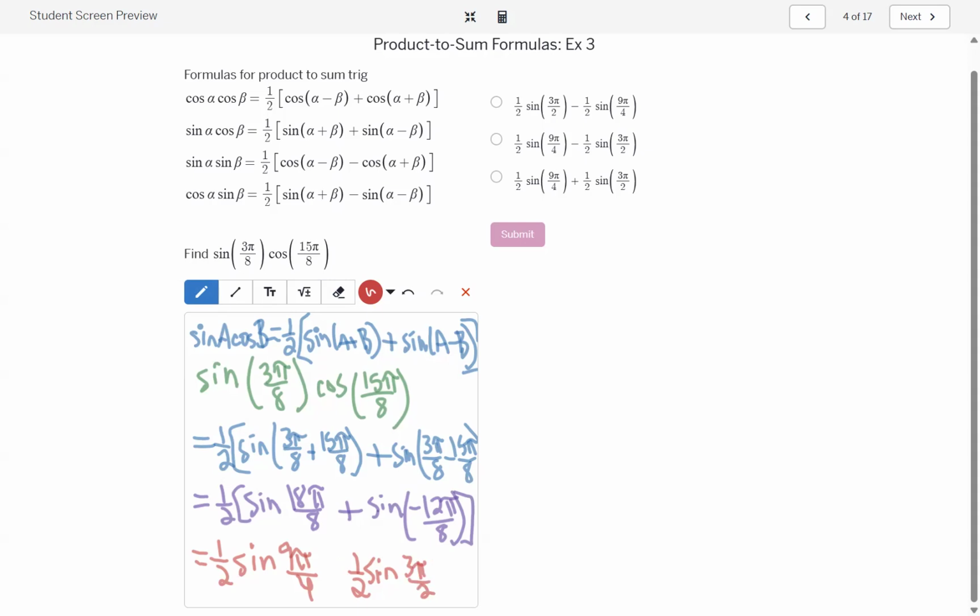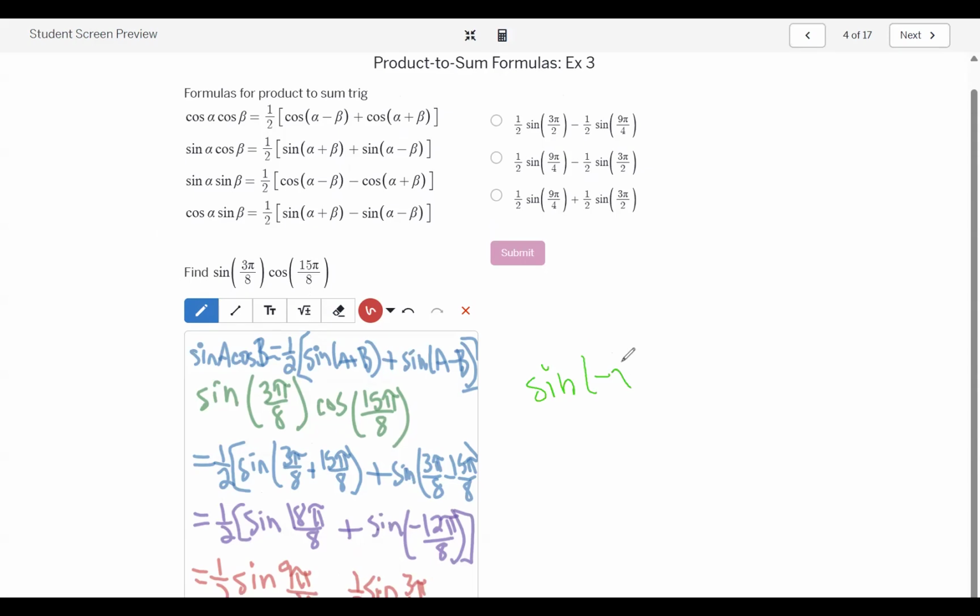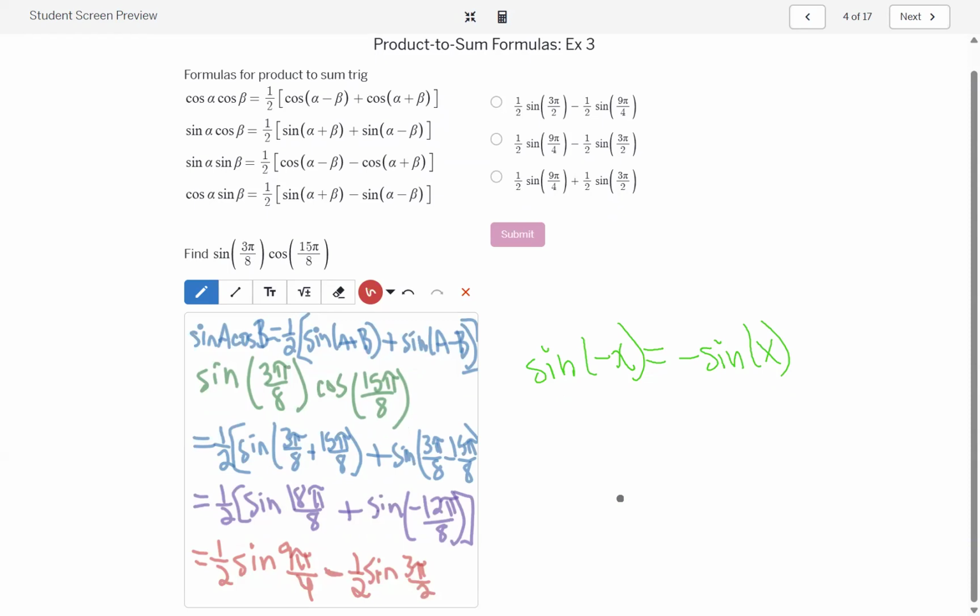our added identity here is the sine of negative x is negative sine of x. Sine is an odd function, so as long as it's just negative of a number, not negative number plus or minus something, then that negative can come out. So we can actually write this as a minus in between and leave it as positive 3 pi over 2 then. And that gives us our ridiculous second answer here.